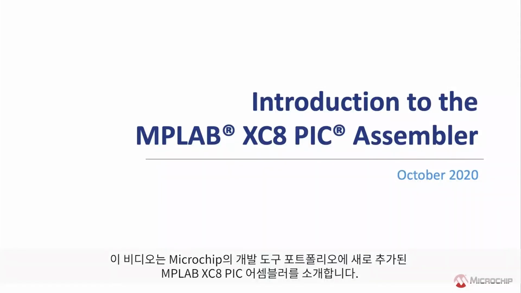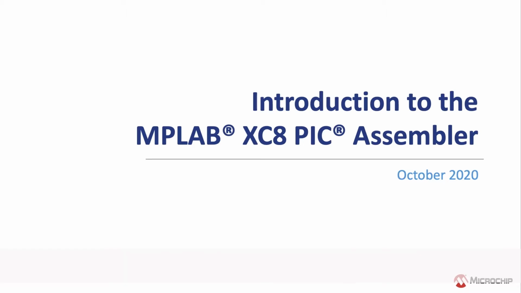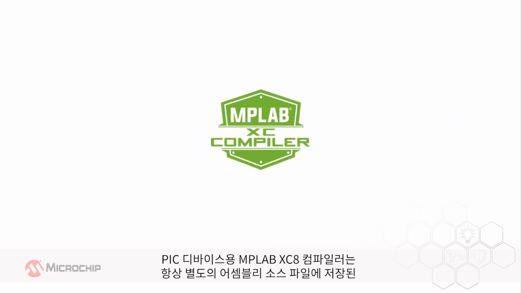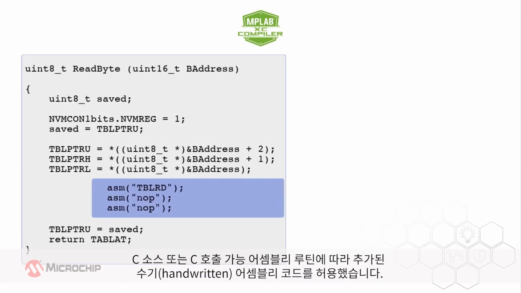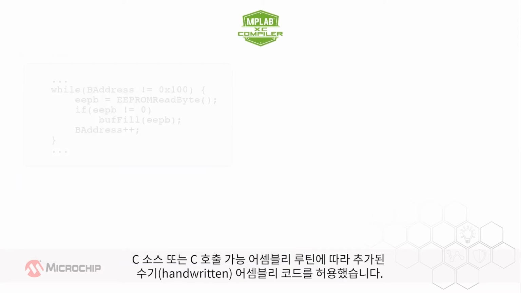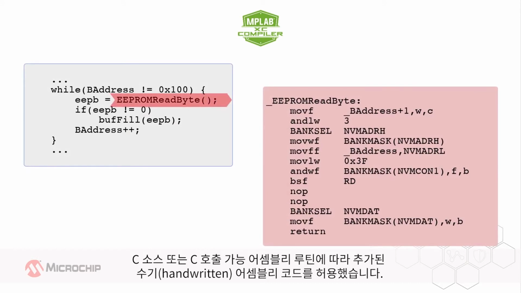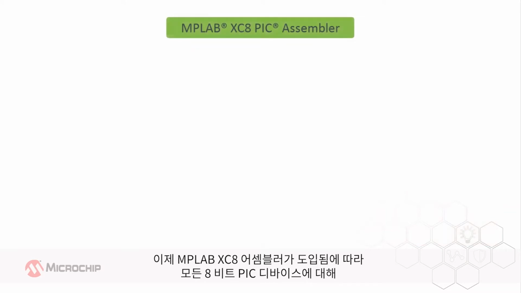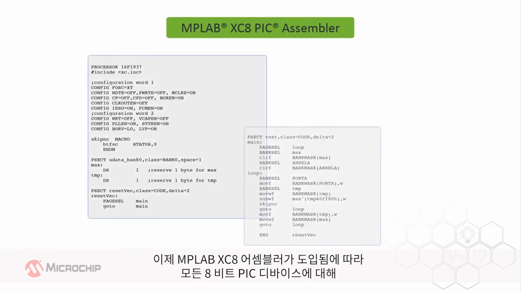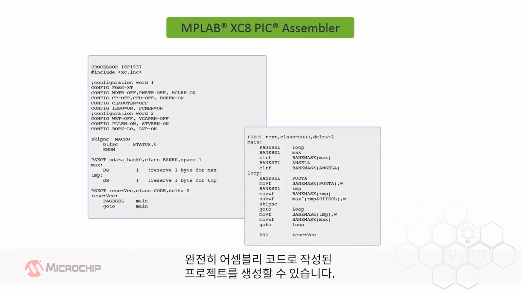This video introduces a new addition to Microchip's development tool portfolio, the MPLAB XC8 PIC assembler. The MPLAB XC8 C compiler for PIC devices has always permitted handwritten assembly code added in line with C source or C callable assembly routines stored in separate assembly source files. Now, with the introduction of the MPLAB XC8 PIC assembler, you have the ability to create projects that are written entirely in assembly code for any 8-bit PIC device.